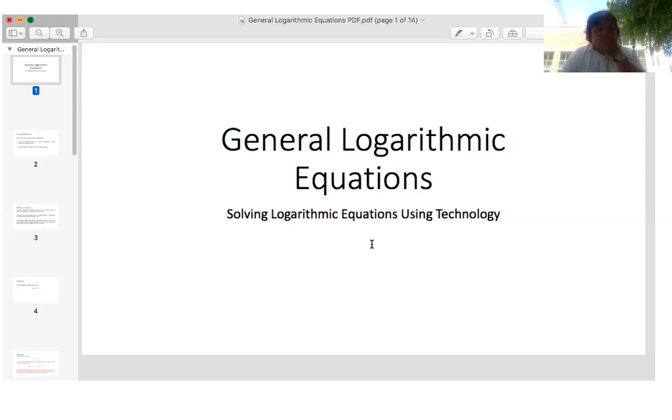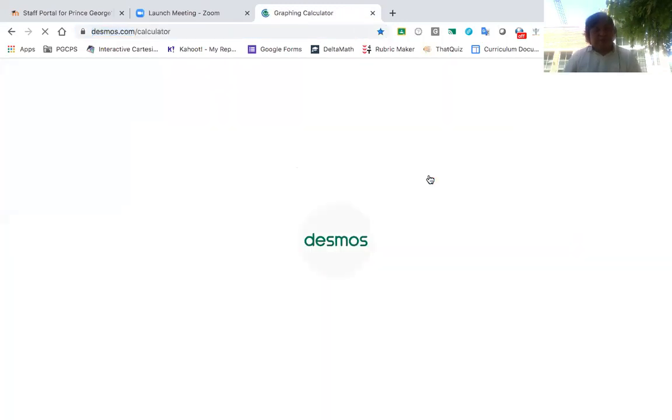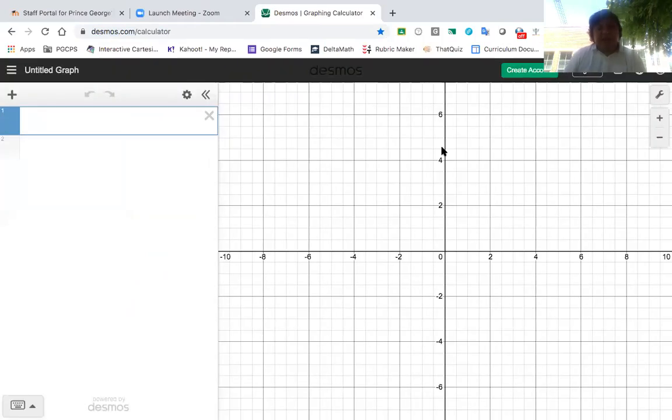Okay, so the software I'm going to be using here would be Desmos, but later I'll of course show you how to do it with regular scientific calculators or even your phones. So let's go to Desmos. All right, so here we are at Desmos. I'm going to start graphing.